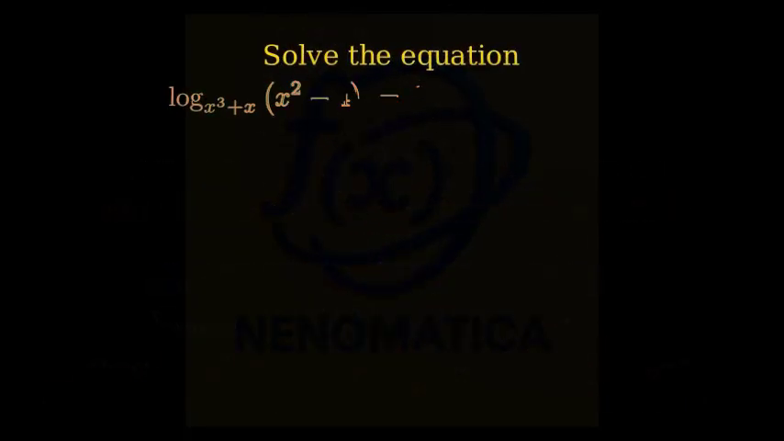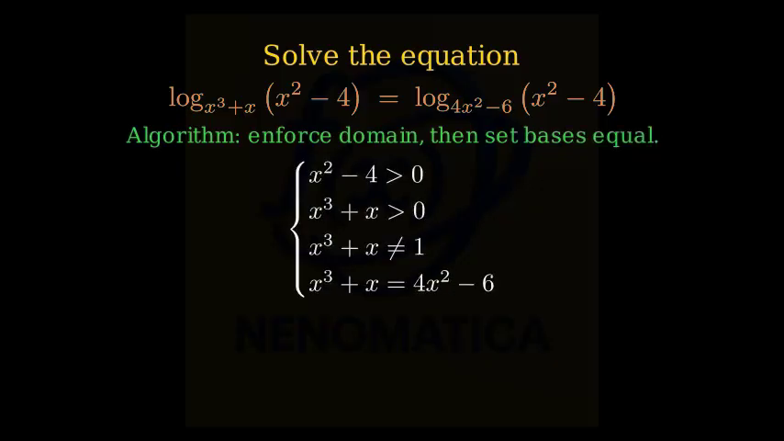We start with the equation. Log base x cubed plus x of x squared minus 4 equals log base 4x squared minus 6 of x squared minus 4. Our plan is the following. Enforce the domain conditions for logarithms, and then, as the algorithm specifies, set the two bases equal to one another because the arguments are the same. From the equality of the bases we write x cubed plus x equals 4x squared minus 6.